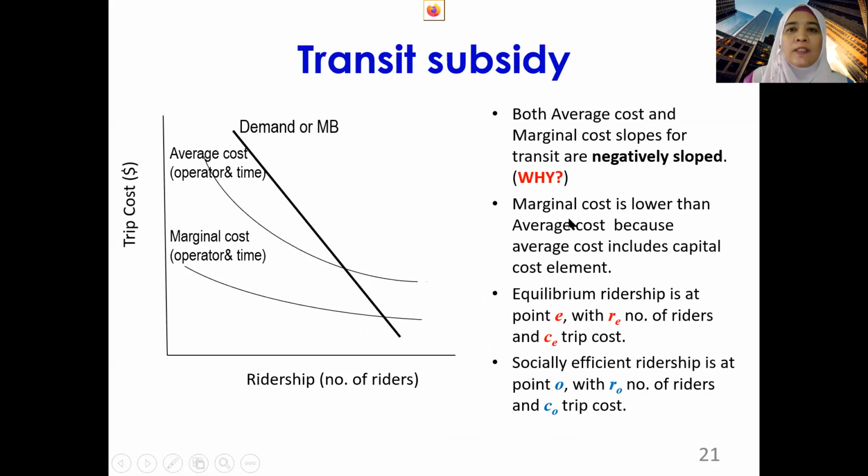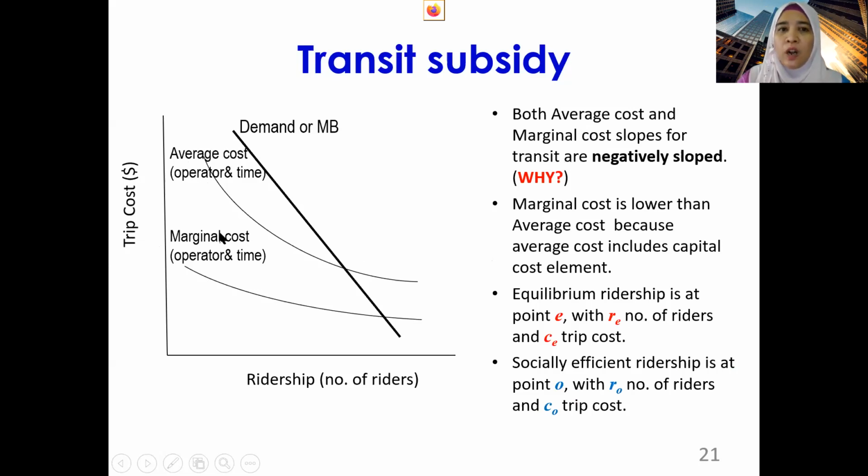Now, transit subsidy, how does it work? Demand is downward sloping. Demand or marginal benefit, same. It's the same concept as the automobiles just now. Demand is downward sloping. The only difference is for transit, the cost curve is downward sloping as well due to Mohring economies. So both the average cost and marginal cost slopes for transit are negatively sloped. Why? I answered just now, it is because of Mohring economies. Negatively sloped, same direction as the demand curve.